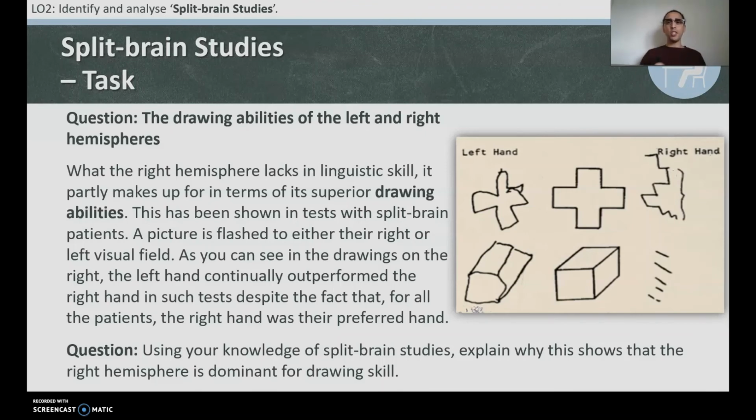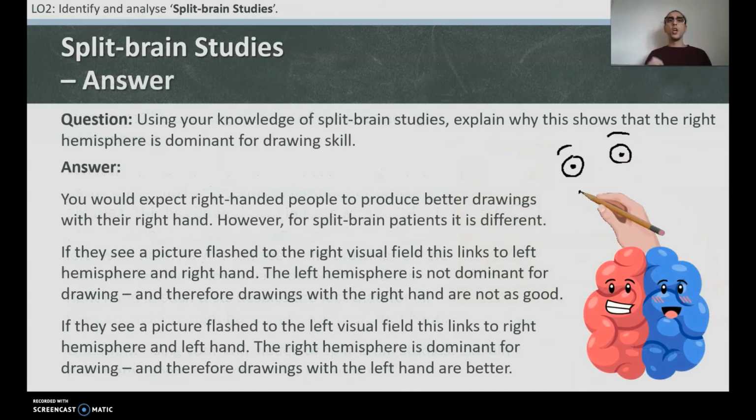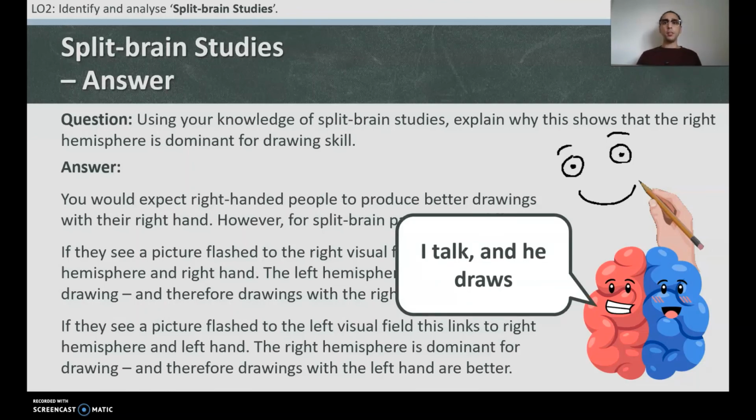Using your knowledge of split brain studies, explain why this shows that the right hemisphere is dominant for drawing skills. You would expect right-handed people to produce better drawings with their right hand. However, for split brain patients, it is different. If they see a picture flash to their right visual field, this links to their left hemisphere and right hand, because the left hemisphere controls the right hand, as we know. The left hemisphere is not dominant for drawing, and therefore drawings with the right hand are not as good. If they see a picture flash to the left visual field, this links to the right hemisphere and left hand. The right hemisphere is dominant for drawing, and therefore drawings with the left hand are better, if you're a split brain patient. So the left hemisphere talks and the right hemisphere draws. And that's what we found.